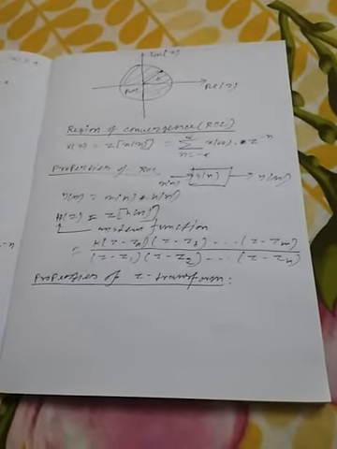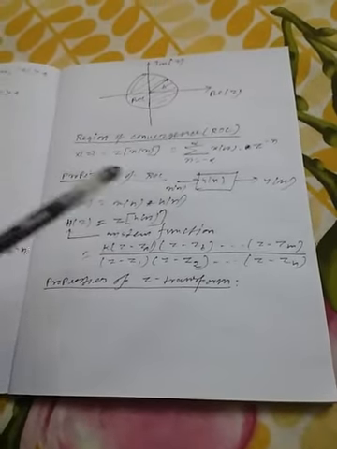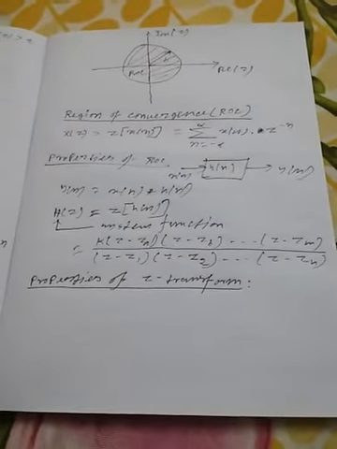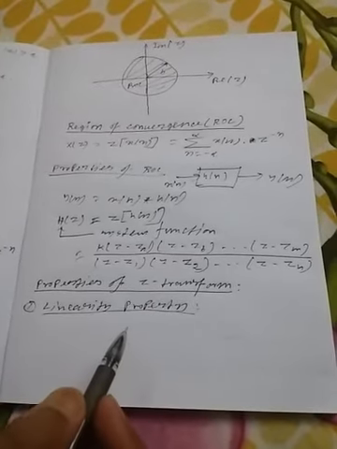In my earlier video, I discussed the region of convergence or ROC and the properties of ROC. In this video, I want to discuss the properties of Z transform. So the first property is the linearity property.